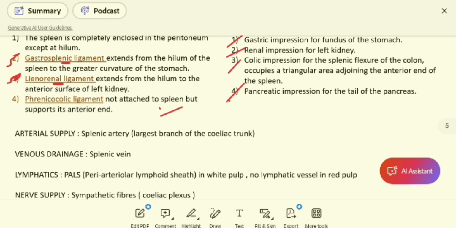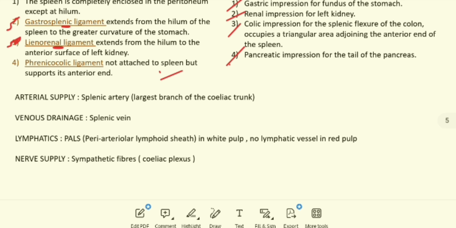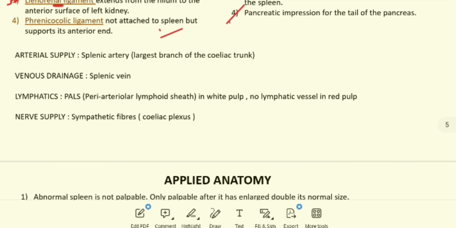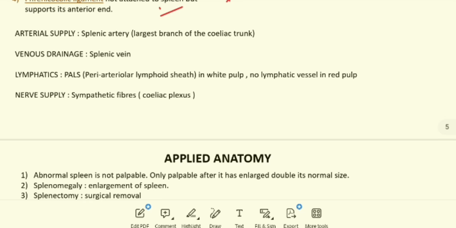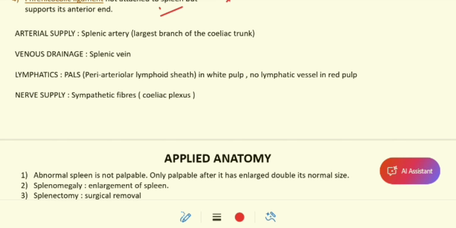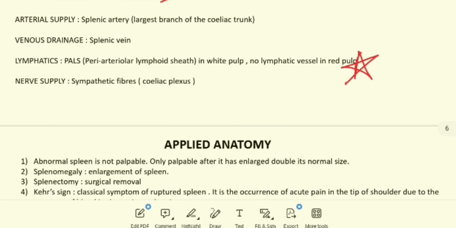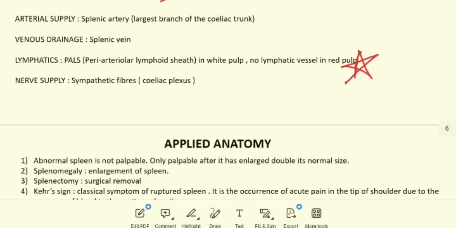Okay, now coming to the arterial supply is the splenic artery, the largest branch of the celiac trunk. Coming to the venous drainage, splenic vein. Lymphatics is periarteriolar lymphoid sheath in white pulp. No lymphatic vessel in the red pulp. This is important, you should know this. It is generic and important. Nerve supply, sympathetic fibers, celiac plexus.